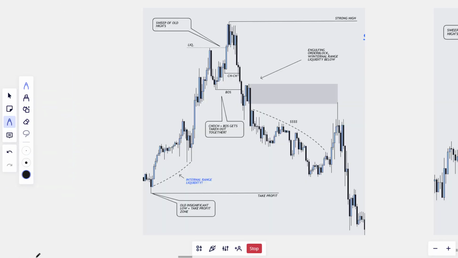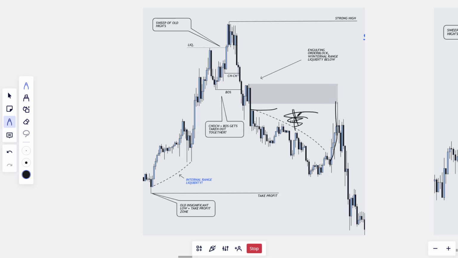So for our first order block, we can see that price gave us a liquidity sweep, a change of character, and a breakup structure. As we can see here, the change of character and the breakup structure get taken out together, and then right here we are left with a bearish engulfing order block. And what we can see, price left us a gap in the market right here, this fair value gap, and price left internal range liquidity right here. What did price do? Price came back up, cleared the internal range liquidity, filled the gap, and tapped into our engulfing order block with internal range liquidity below it.